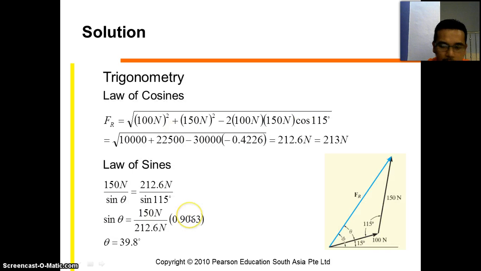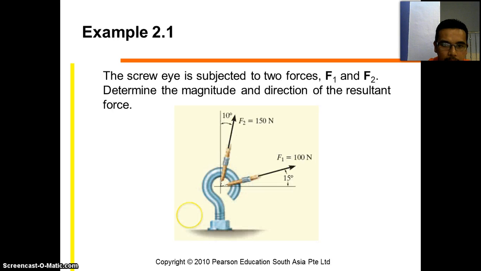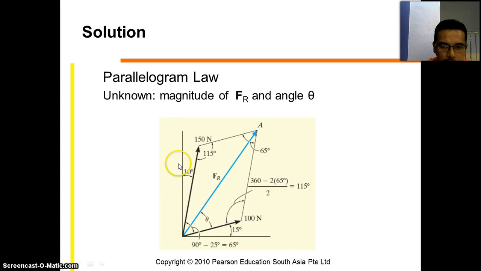So whereby the angles are 15 and 10. So here is 15, and this one is 10. So we need to find the resultant force, the magnitude of this length, and also the angle from this to the positive x. So the resultant force direction is calculated from the positive x axis. Okay, so we have here 15, and this one 10.